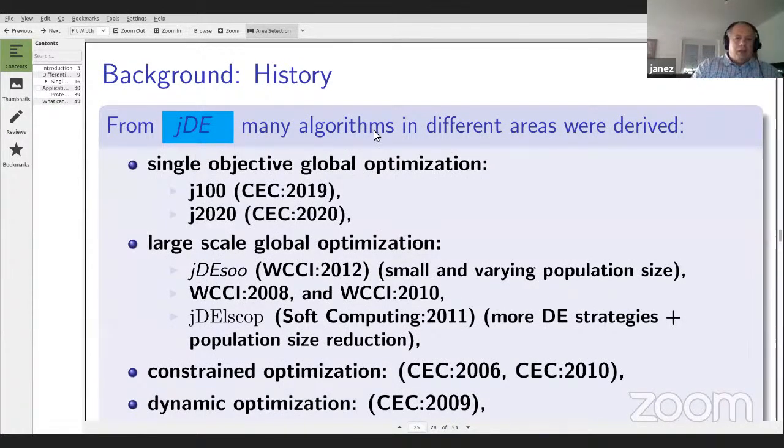Many other versions or algorithms were derived from JDE. And in single objective global optimization, I want to mention two of them: JDE100 at CEC 2019, the Congress on Evolutionary Computation, where the algorithm took first place, and then JDE2020 this year at the same conference, which was in third place. Also, for large scale we have some developments on JDE, and also for constrained optimization, maybe earlier, or for dynamic optimization, and so on. So from JDE, we later developed many so-called good or state-of-the-art algorithms, particularly for some kinds of optimization.